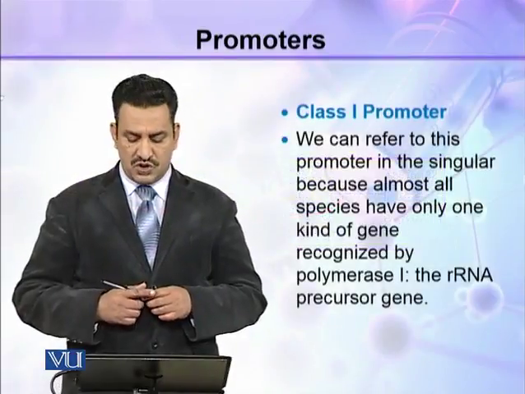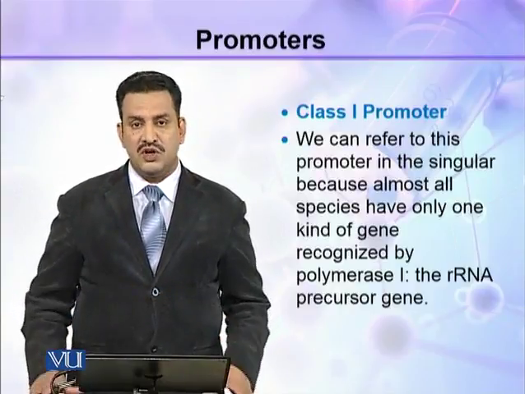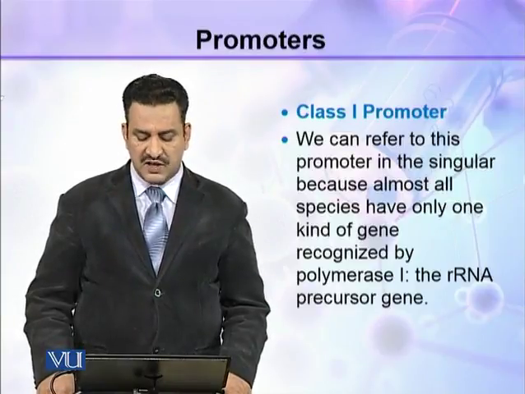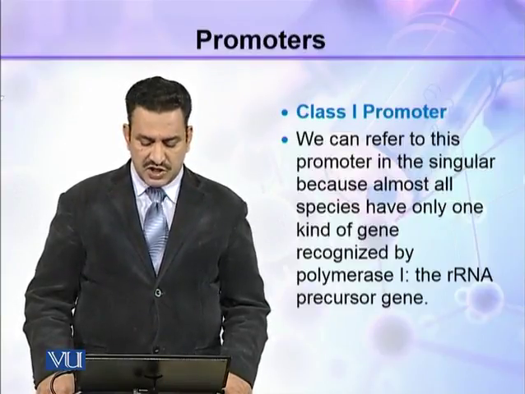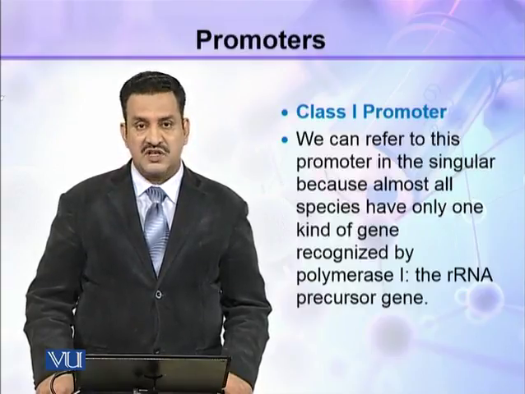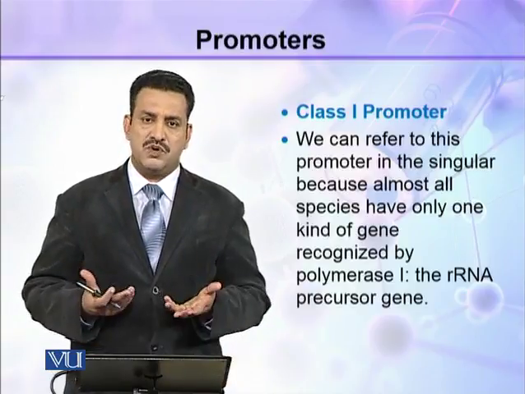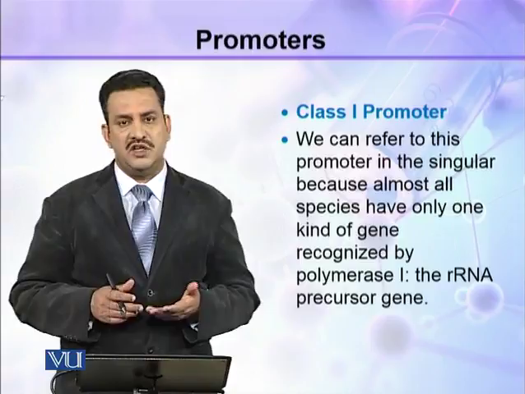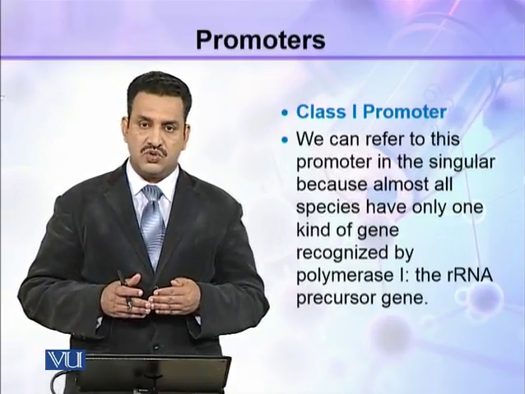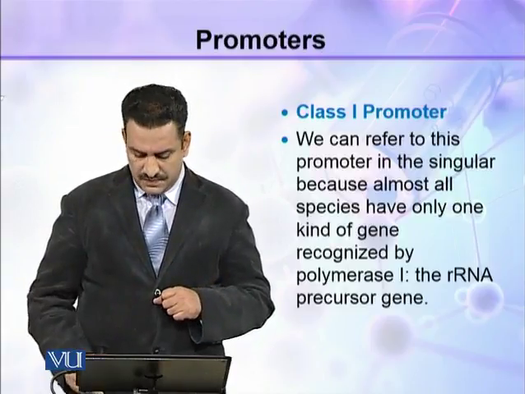Class 1 promoters: we can refer to this promoter in the singular because almost all species have only one kind of gene recognized by polymerase 1, which is the ribosomal RNA precursor gene. So class 1 promoter is only one promoter, because there is only one gene that is recognized by RNA polymerase 1, which means its promoter is also only one.